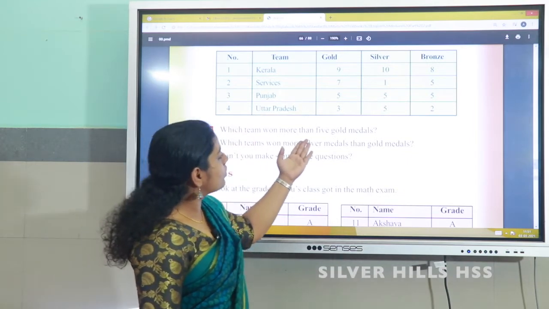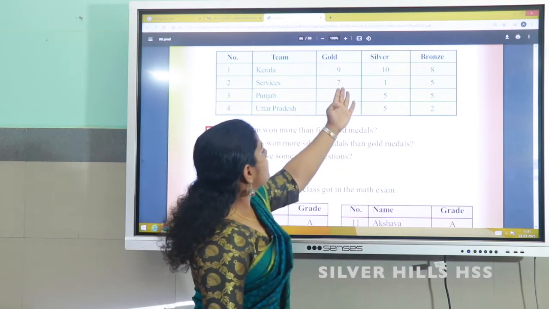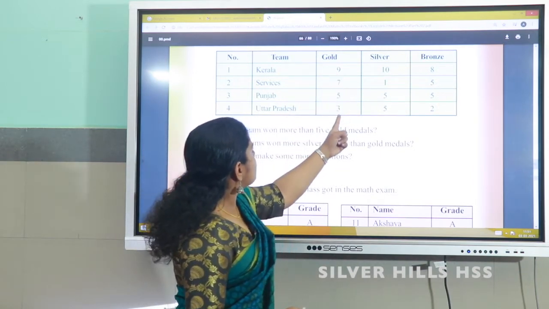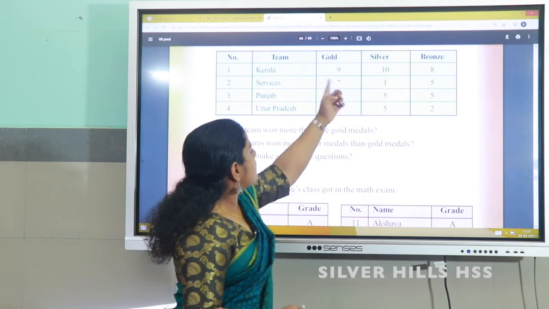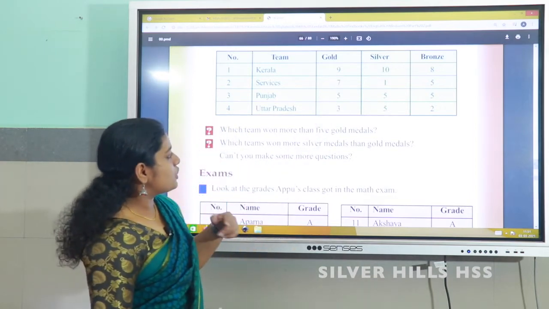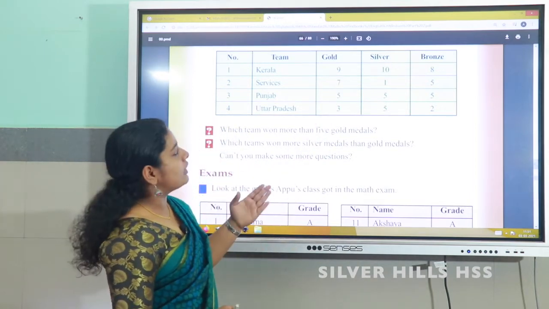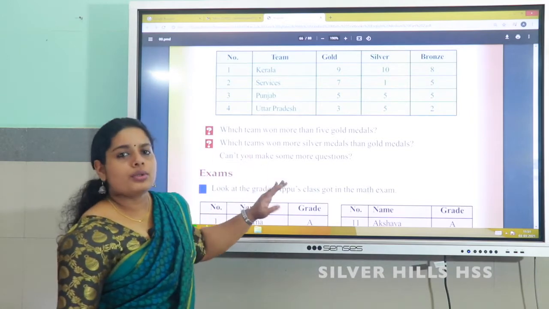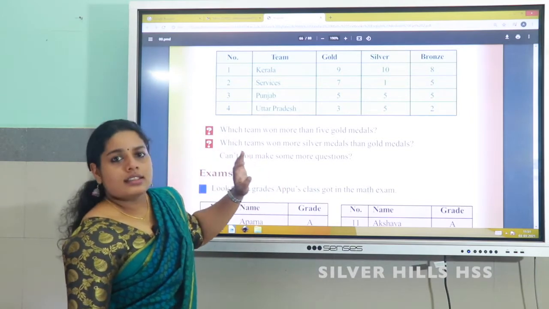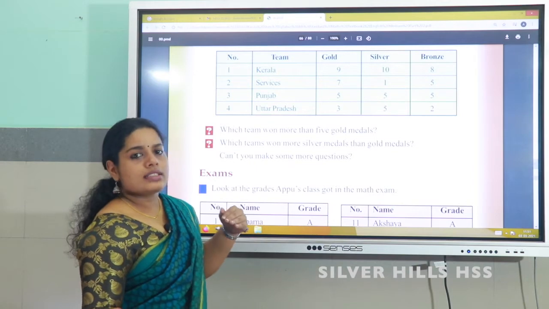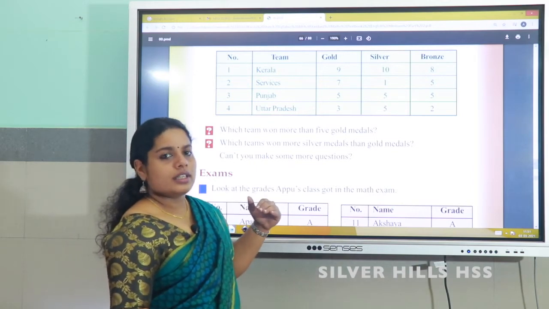So, it will be very easy for us to answer the following questions. Which team won more than 5 gold medals? These are the teams. Kerala and Services are the two teams which won more than 5 gold medals. Like that, we will be able to answer the questions when we tabulate the given information.